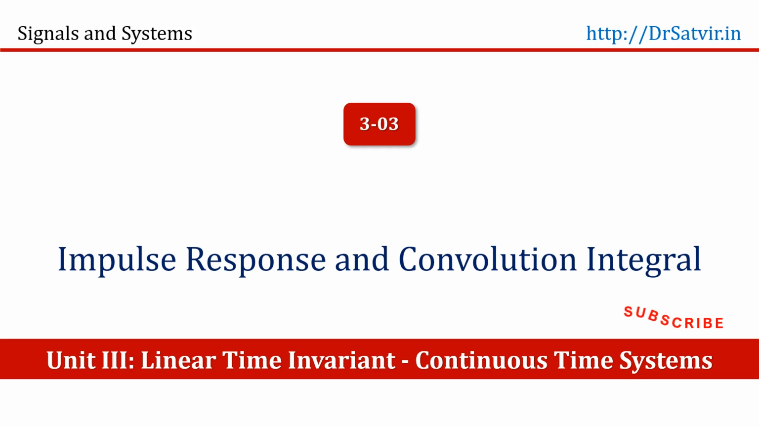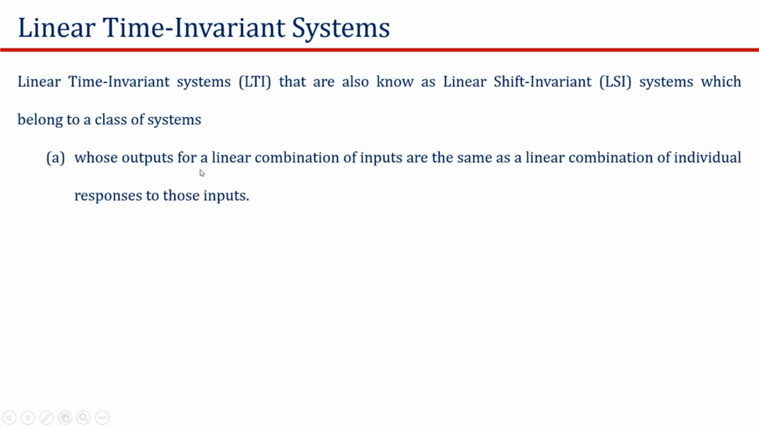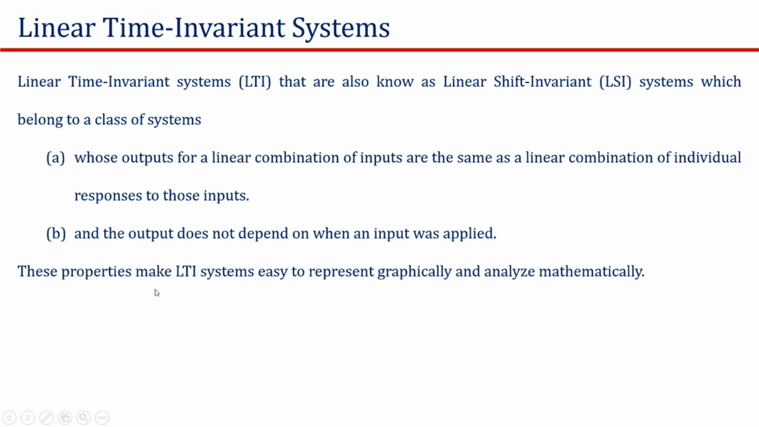Before starting with the convolutional integral, let us recall some definitional issues related with the continuous time LTI systems. Linear time invariant systems, that are also known as linear shift invariant systems, belong to a class of systems whose output for a linear combination of inputs is the same as the linear combination of the individual responses corresponding to those inputs. Secondly, the output does not depend upon when the input was applied. These both characteristics of the LTI systems make it easy to represent them graphically and analyze mathematically.